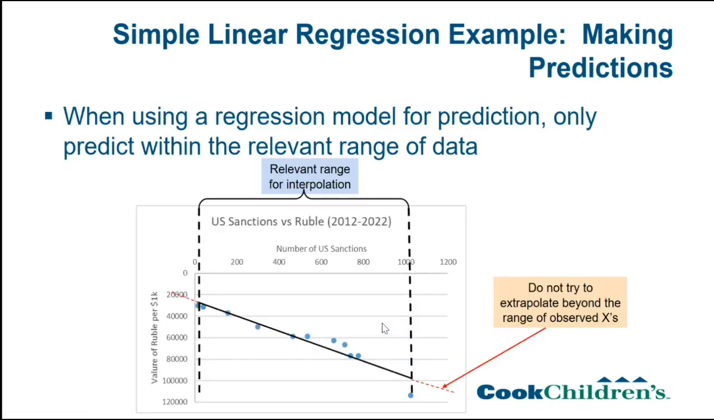So when you're making predictions, like I tried to allude to earlier, when the regression model is for prediction you can only predict within the relevant range of data. Like I said, you can't really extrapolate outside the range of observed x, because then it's not really representative of your model, because it's uncertain how the dependency works outside of the model range.